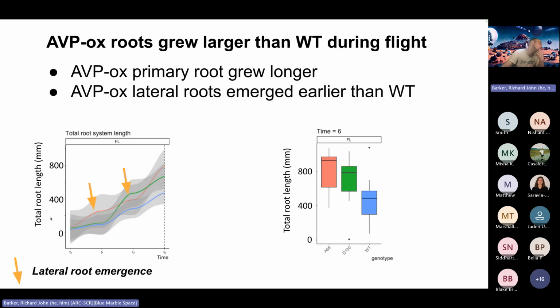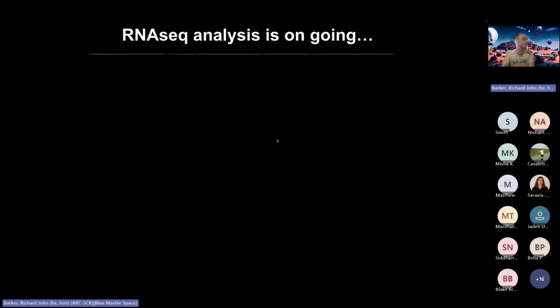This is the total root system length of those GMO lines, the A68 and the D130 overexpression of AVP. What you can see is their total root system length throughout the 3 to 6 day time point where we had photography was consistently larger than the wild type. These orange arrows, I just wanted to highlight, are the moments where they sent out extra lateral roots. Because they were quicker to adapt to the stresses, perhaps due to the altered proton movement, they were able to get larger root systems and thus get larger shoots.